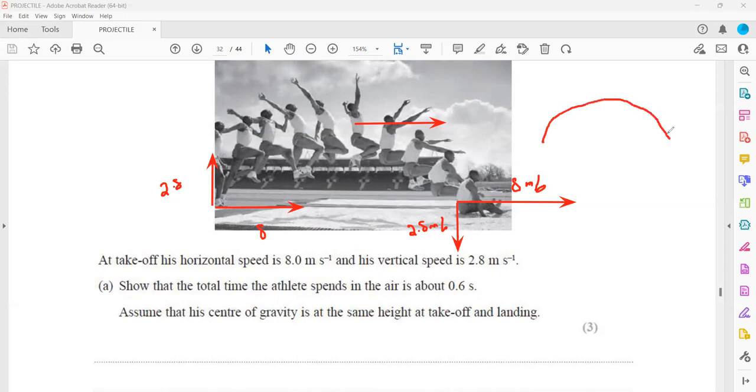If he lands on the same level, but what happened, he lands 50 centimeter below, which is about 0.5 meter. So this is the complete path of a projectile, and this is the extra 50 centimeter, or we can say, because the distance should be meter, 0.5 meter below the original level he falls. So that's equal to 0.5 meter. Now what we will do, we will first find how much time it will take to fall this 0.5 meter.